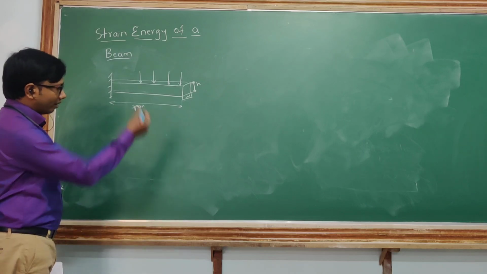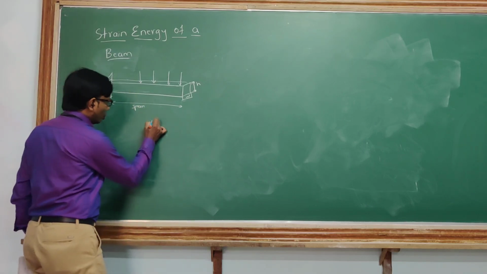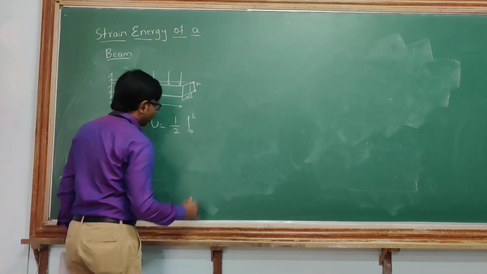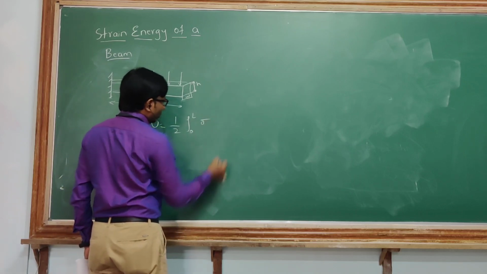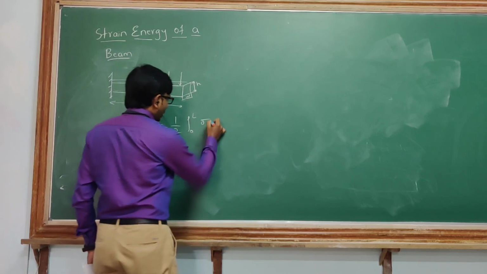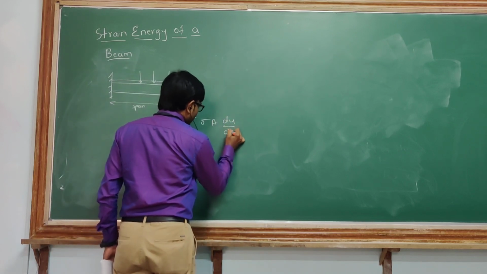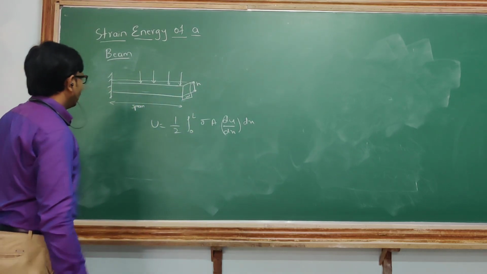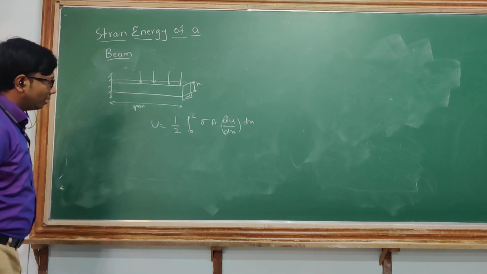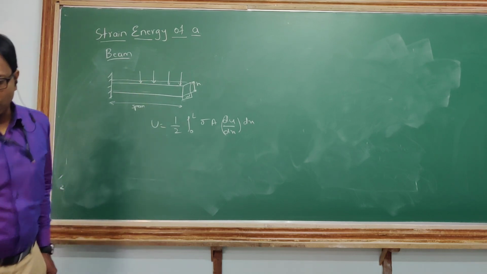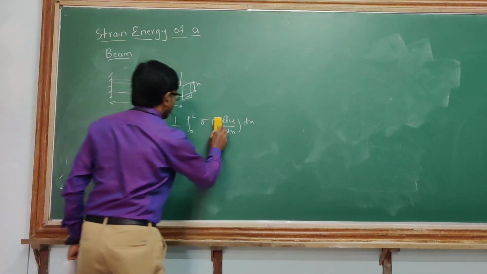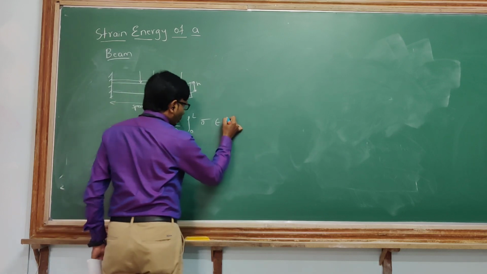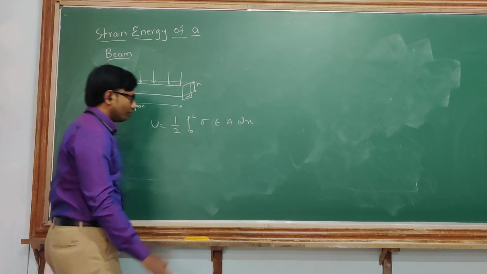We already know the bar equation, which is U equal to half integration 0 to L sigma into A du by dx into dx. This was the strain energy equation for the bar. Now we'll go back one equation, which we calculated previously: sigma into epsilon into A into dx.